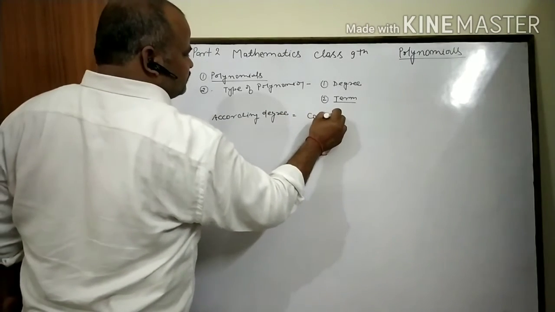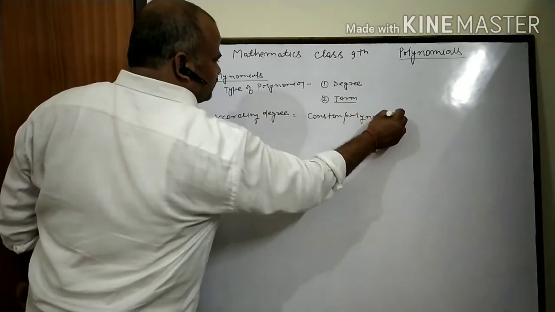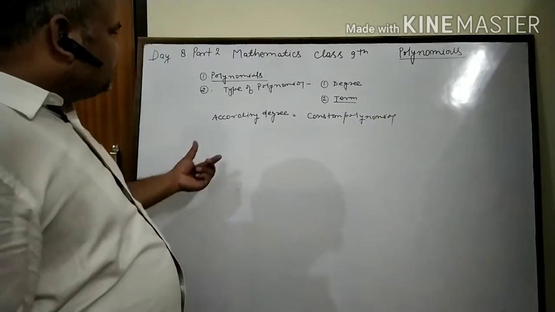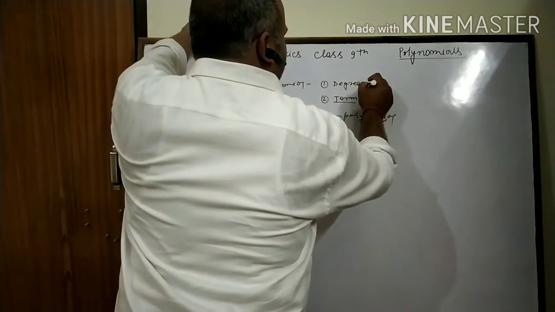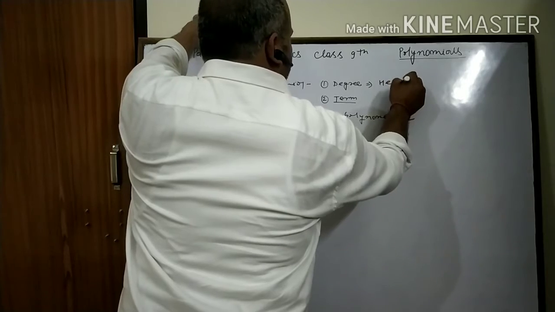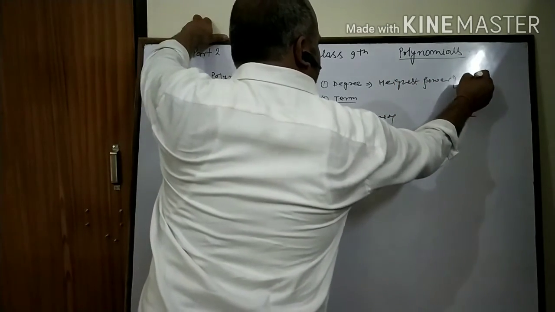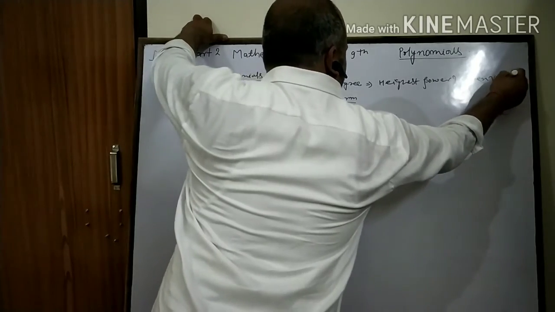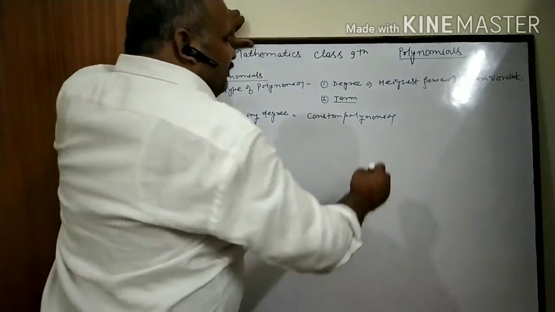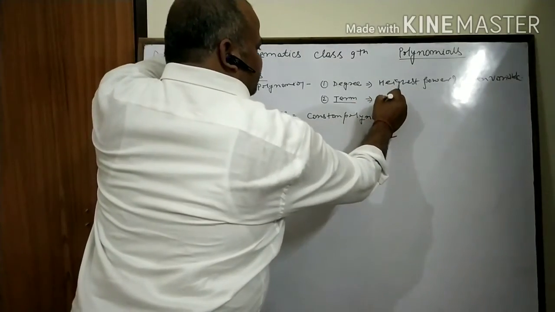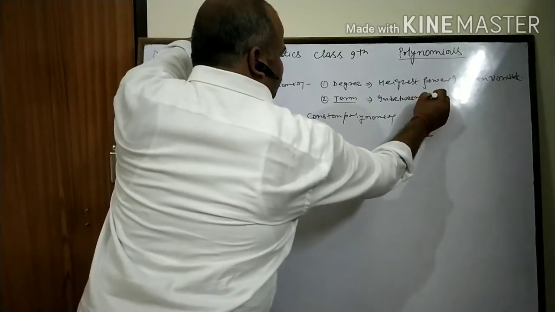constant polynomial means, then first of all we know the degree. Degree is the highest power of given variable. Clear? And term, you know that term are signify only in between two sign.